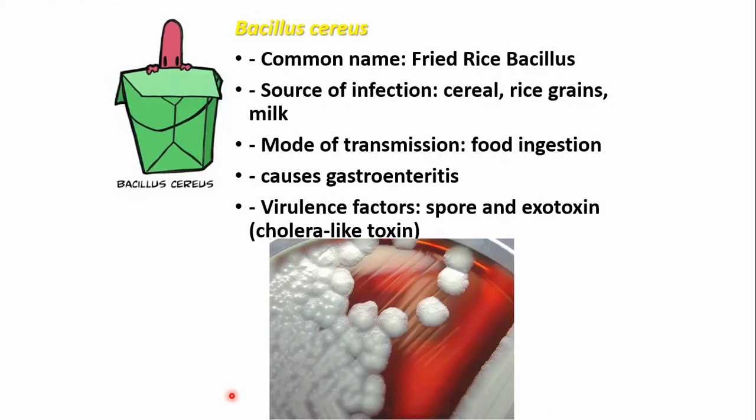So, Bacillus cereus, again, its common name is fried rice bacillus. It causes food poisoning or gastroenteritis. Its most common sources of infection are contaminated cereals, rice grains, and even unpasteurized milk. Its mode of transmission is via food ingestion, or food poisoning. Its virulence factors are cholera-like factors. As we all know, it produces spores, and it also produces an exotoxin, which is a cholera-like toxin. Just like cholera, one of the symptoms of the food poisoning caused by this bacteria is rice watery stool. Even their vomitus looks rice watery, just like cholera.